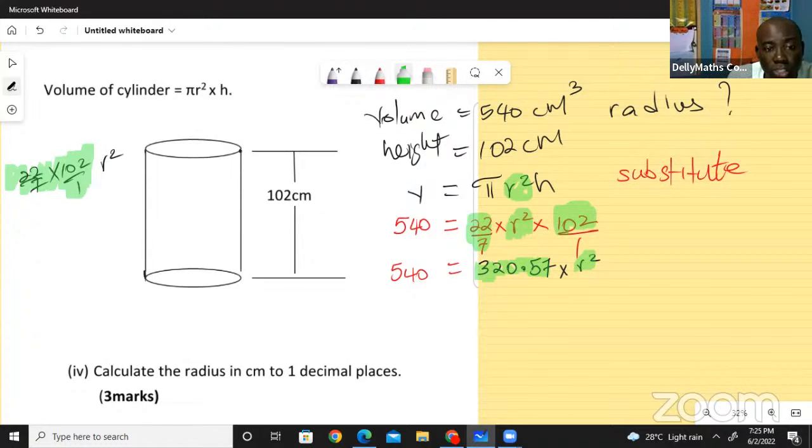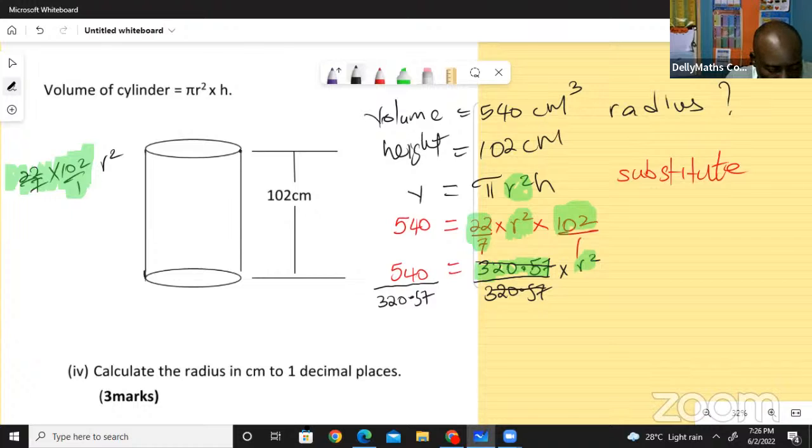What we want to do now is to try to get the r squared by itself first. So we're going to have to divide by 320.57. Look at this, 320.57 cancels itself. But remember, when we divide one side by one thing, we have to divide the other side by that same thing. Let's look. 540 divided by 320.57.